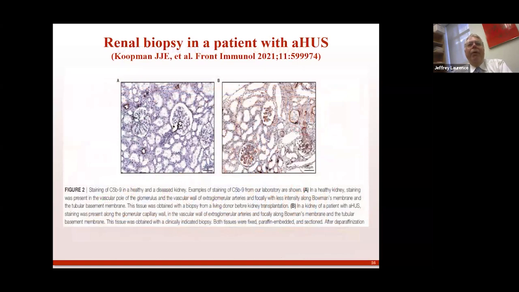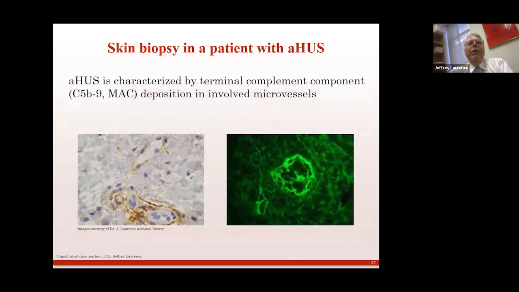And this is a slide from the Harvard group published in Frontiers in Immunology. On the left is a renal biopsy of a normal kidney, stained for C5b9. Very, very little staining. On the right is a patient with a typical HUS. You can see massive staining for complement factor C5b9 deposition. And then we look at the skin.